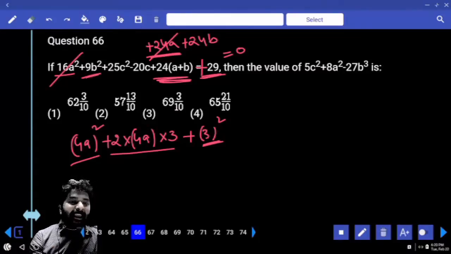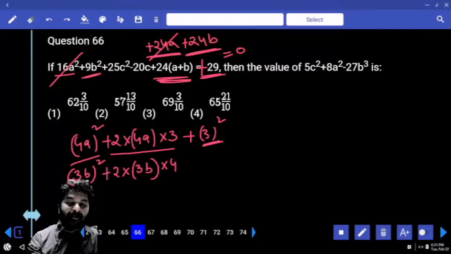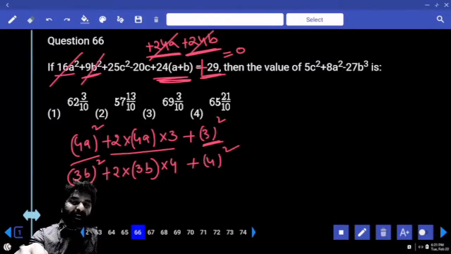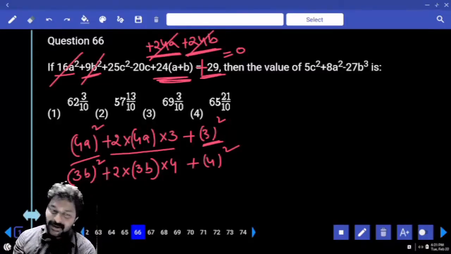Next, 9b square. I'll write it as 3b whole square, plus 24b also we have, correct. 2 into 3b, that is 6b, into how much do we have to write? 4. So I will consider 4 square. 9b square used, 24b also used. 4 square is a constant, an extra number, remember that.